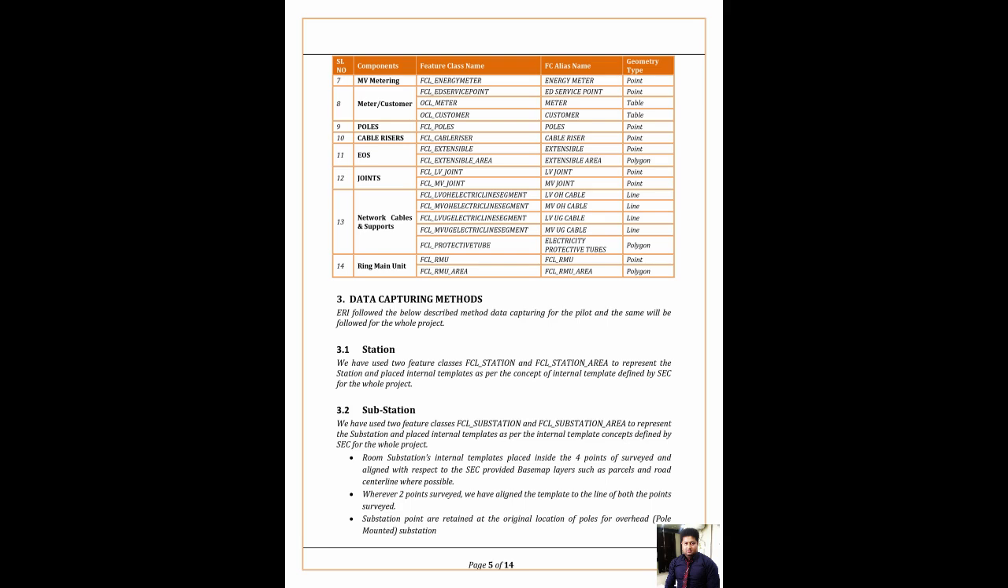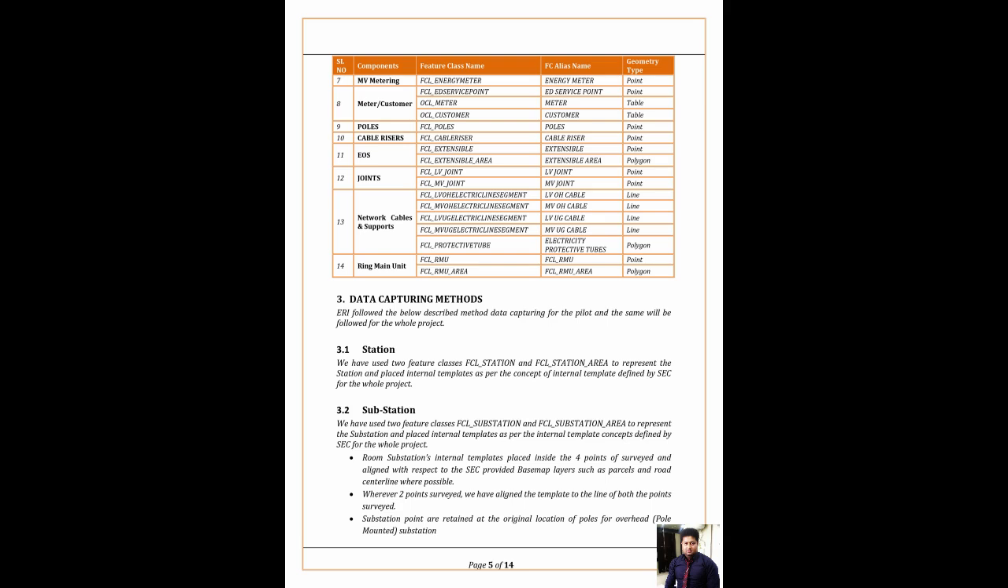We have used two feature classes, FCL_substation and FCL_substation_area, to represent the substation and placed internal templates as per the internal template concepts defined by SEC for the whole project. For room substations, internal templates are placed inside the 4 points surveyed and aligned with respect to the SEC provided base map layers such as parcels and road center line where possible. Wherever 2 points were surveyed, we have aligned the template to the line of both the points surveyed.